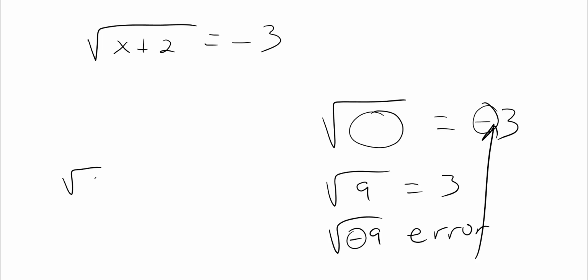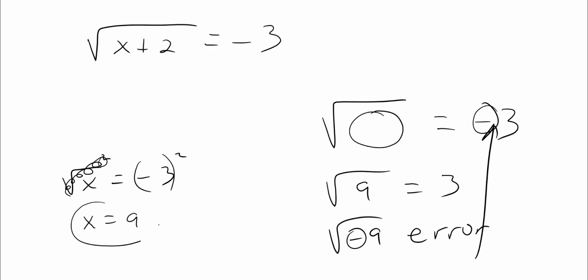Let's just say we had square root of x is equal to -3. And let's just say you square both sides, because that's really what a lot of people want to do. You want to square both sides, and that means you're going to get x, right? Because the square root is going to go away. And you're going to square -3, and you're going to get 9. And then you're going to put that as an answer.